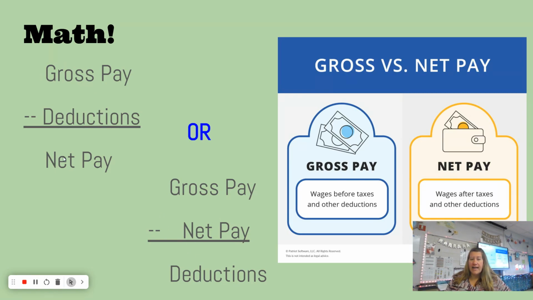Sometimes to figure out what your net pay is, you can take the gross pay, subtract the deductions, and then you'll get the amount of the net pay. So there's just some math involved, and that will make more sense when we actually look at some pay statements.